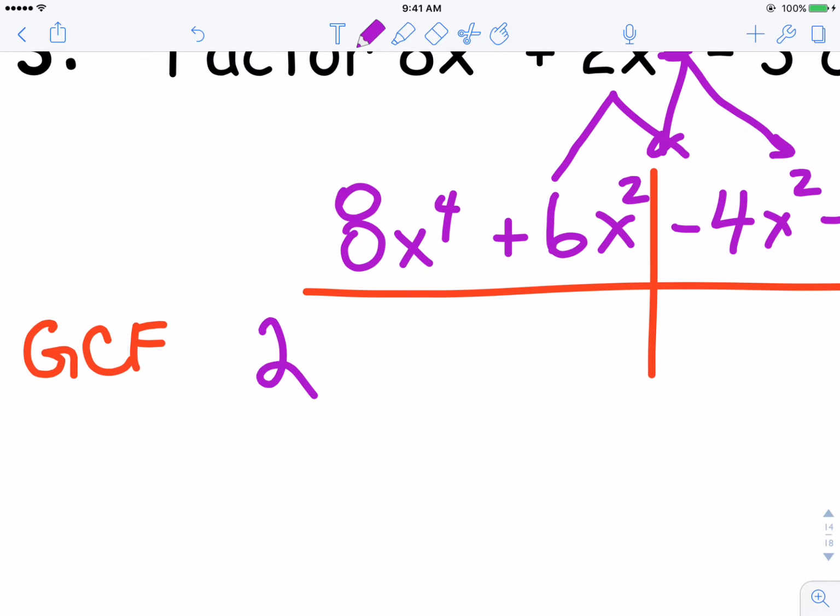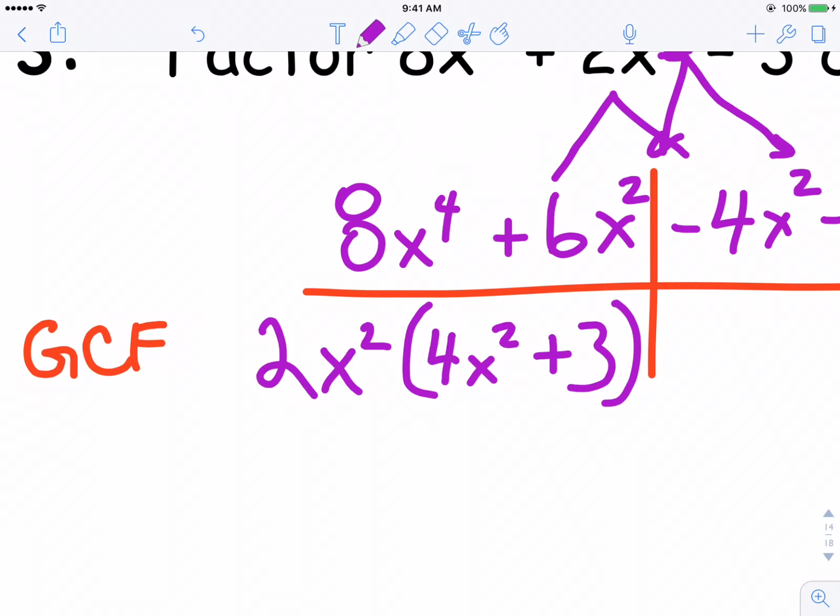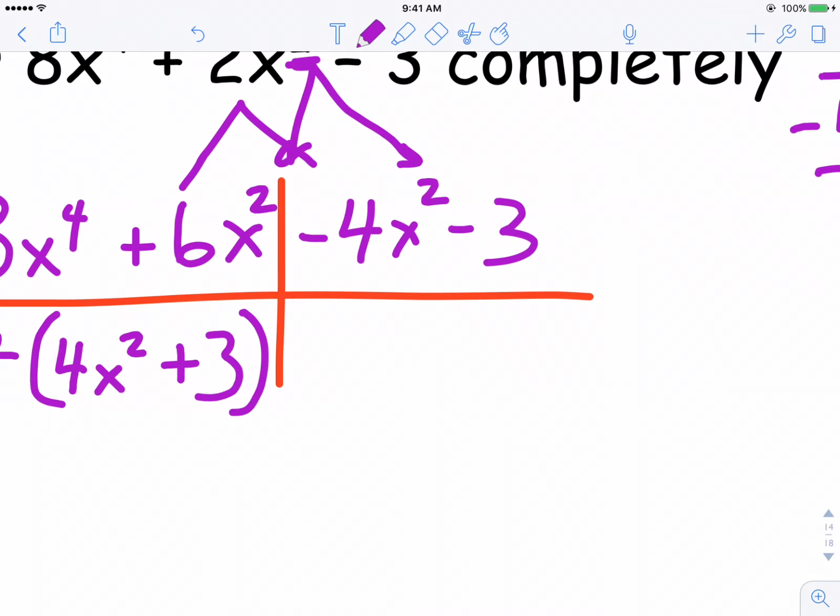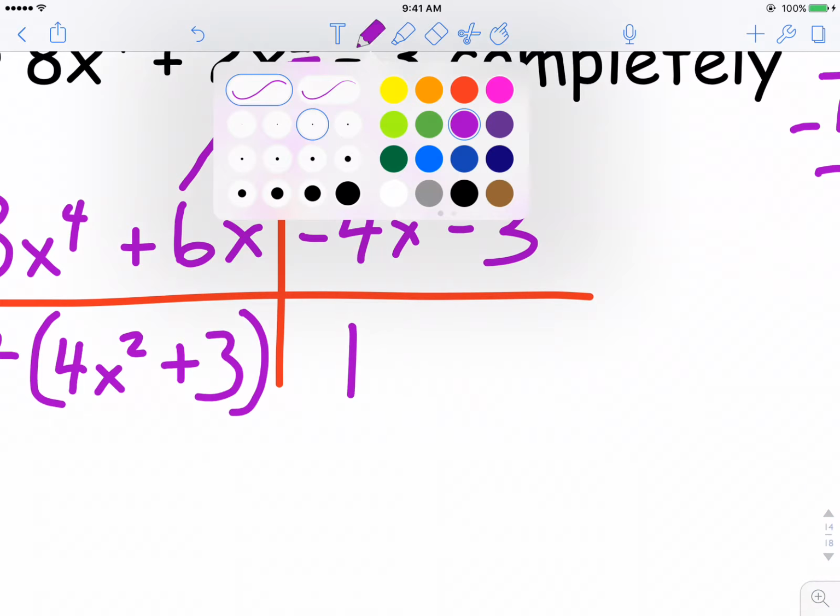So back over here at my factors, I know 8 and 6 are both going to divide by 2. I know that x to the fourth and x squared are both going to divide by x squared. When I do that, I'm going to get 4x squared and 3 plus 3. I'll look over at my next one. What's common between 4x squared and 3? Well, nothing. Okay, so I have to factor out a 1, but here's what I need to show you.